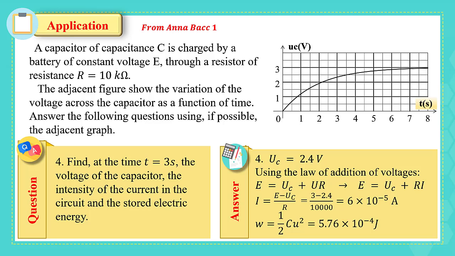The stored electric energy at this instant is equal to W equal to half C UC squared. Here UC is the voltage of the capacitor at this instant, which is 3 seconds. Then it will give 5.76 times 10 to the power minus 4 joule.